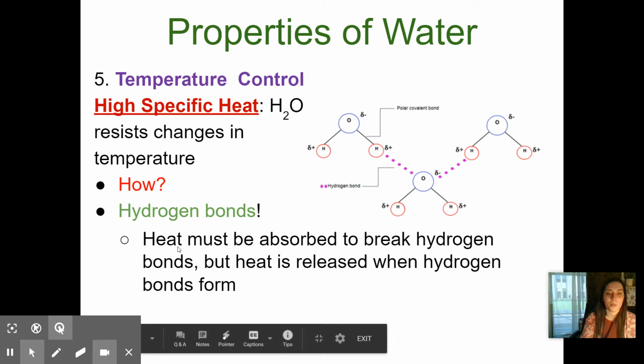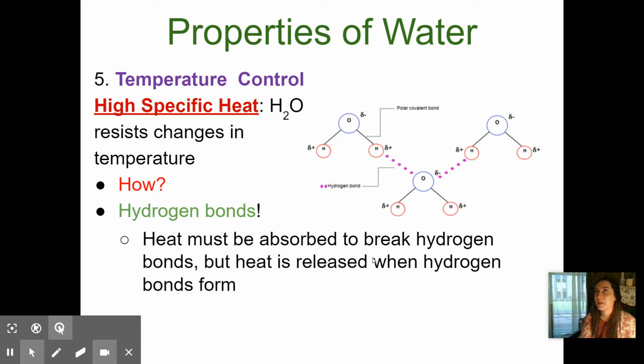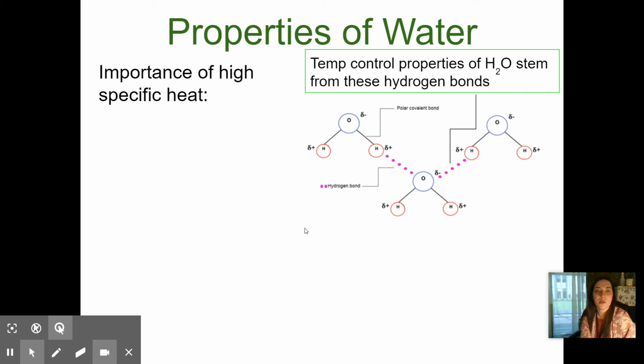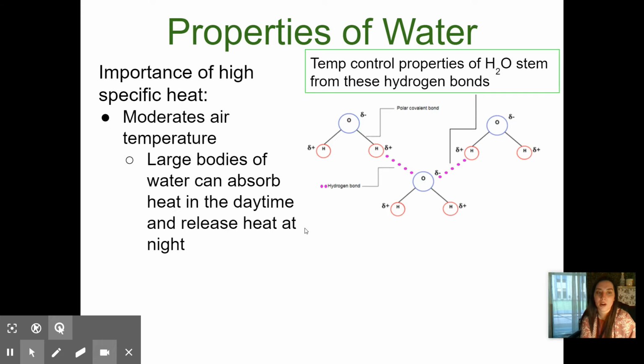How do I explain it? Because water is absorbing so much heat in order to break those bonds, that's how evaporation happens. If it gets too hot, those bonds will break, and the water molecules will evaporate. But because it has to absorb so much heat before that happens, water will continue to absorb that heat until that breakage happens. So the importance of high specific heat is that it moderates air temperature.